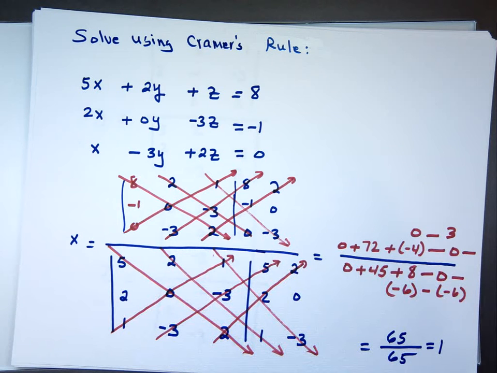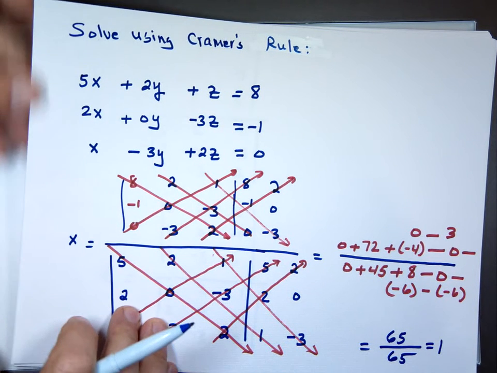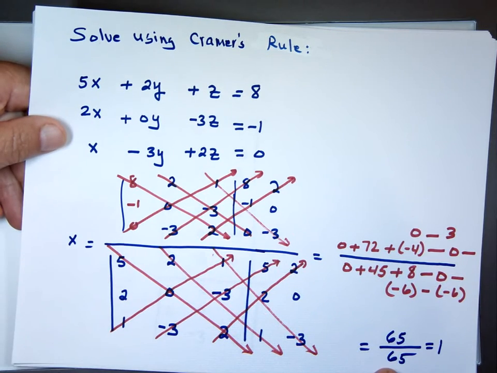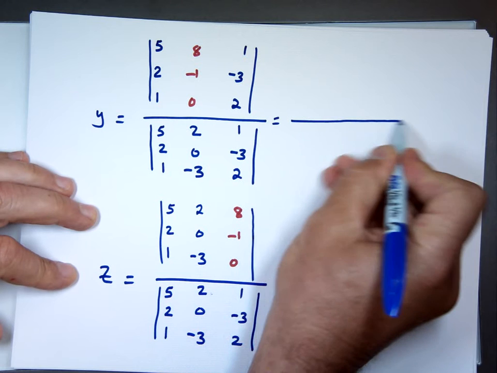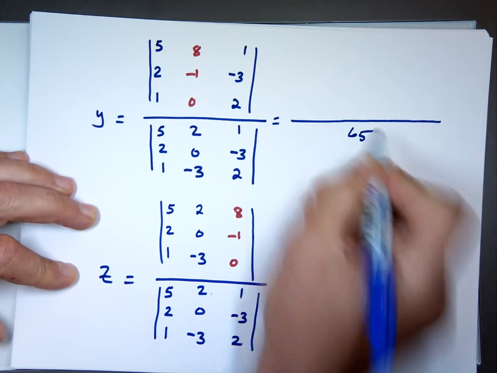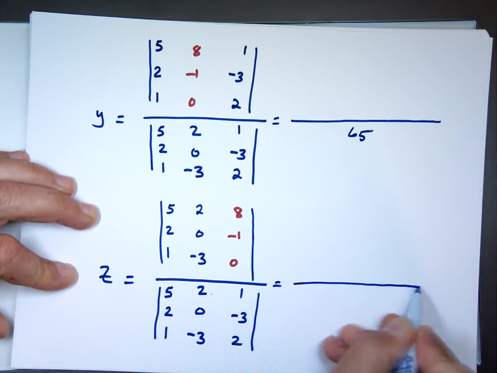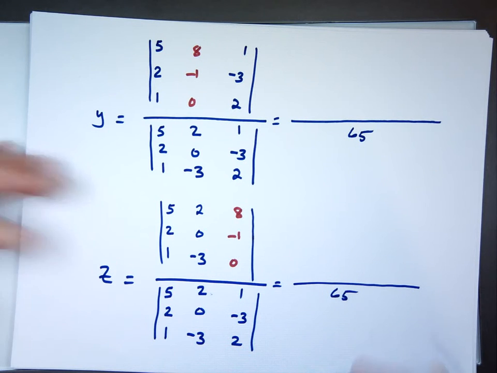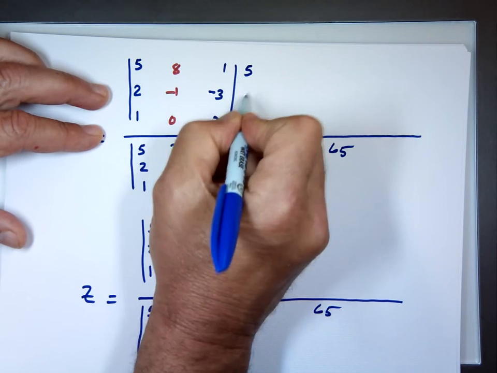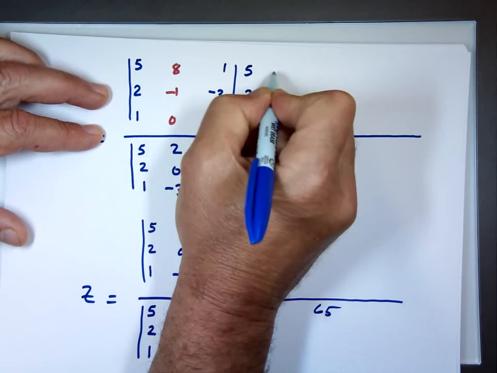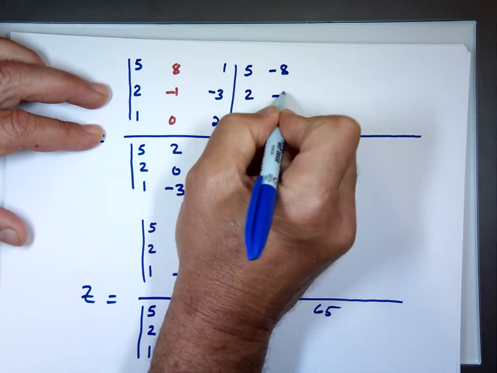Now we get to the bottom. We get to Y and Z. Keep in mind the bottom is the same. So I already know that the bottom here is 65. I already did that early. And the bottom is 65 for both of these. So I just got to do the top, then I'm ready. 5, 2, 1, -8, -1, and 0.